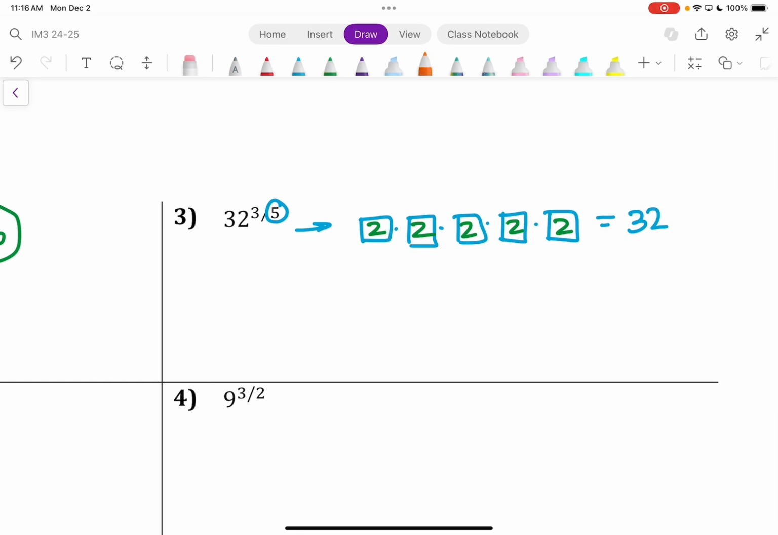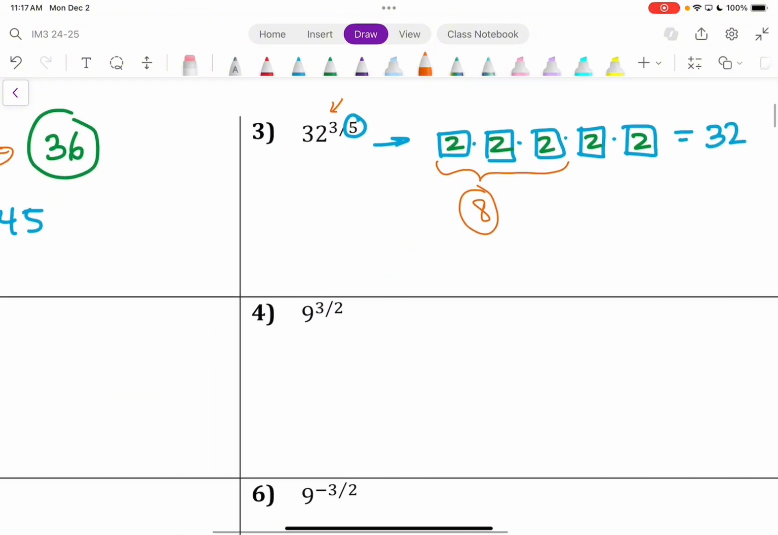And the top number, the numerator, is telling you how many of these boxes you want. The numerator is 3, so you want 3 of these boxes. 2 times 2 times 2 is equal to 8. So that is our solution. Keep that in mind as you look at fractional exponents. The denominator tells you how many times this number multiplied by itself gave you the final answer. The numerator tells you how many of these boxes you want to ultimately get your solution.